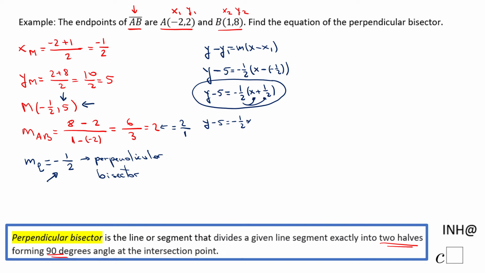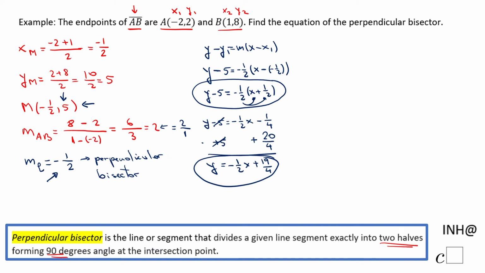will be -1/4. One more thing, we can add 5 to get rid of this -5 to have just y equals. On this side, I'm going to write the 5 as 20 over 4. You agree with me? Hopefully 5 is nothing else than 20 over 4. So now what do we get? y equals -1/2 x, and then we have -1/4 plus 20 over 4, which is 19 over 4. This is another form of the perpendicular bisector.